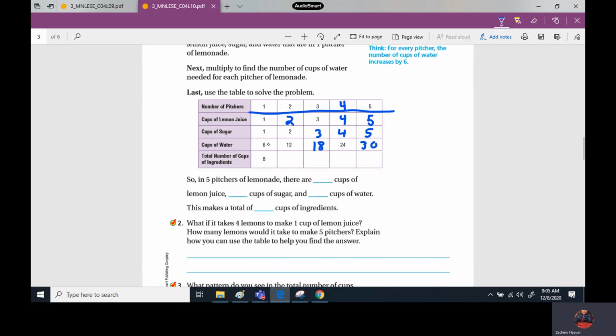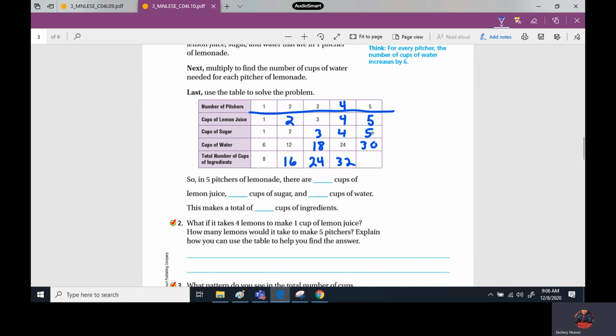Now, 1 plus 1 plus 6 is 8. 2 plus 2 is 4. 4 plus 12 is 16. 3 plus 3 is 6. 6 plus 18 is 24, because we're using more ingredients, guys. 4 plus 4 is 8. 8 plus 24 is 32.